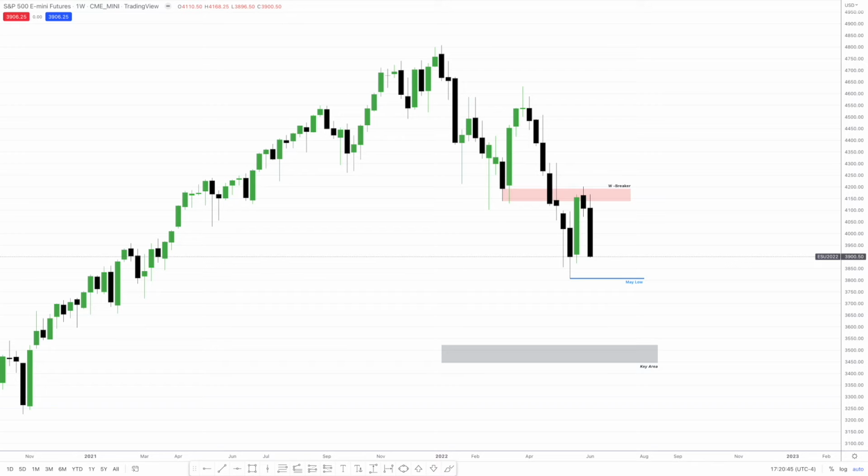And it looks like if it's extremely bearish, we might trade all the way down into this key area, which I have marked around the 3,500 level to 3,450. So right now I'm aiming for that May low, but if we get extremely bearish, we could trade all the way down to this key area.